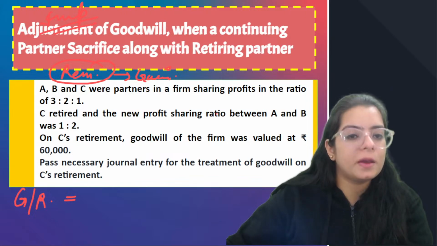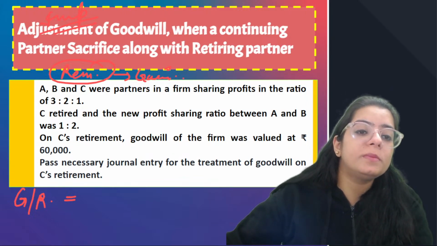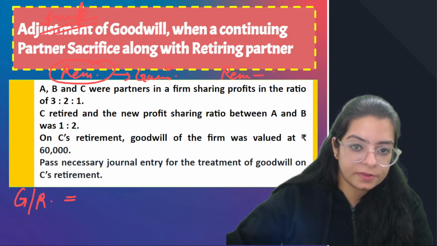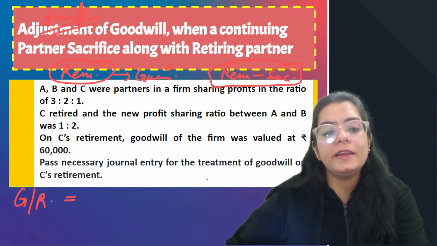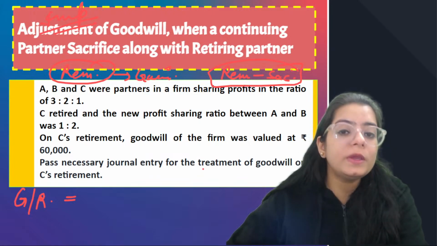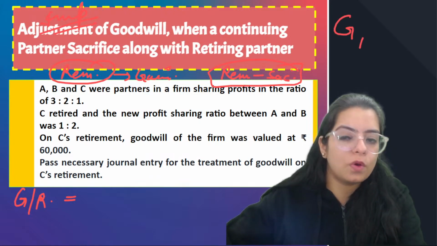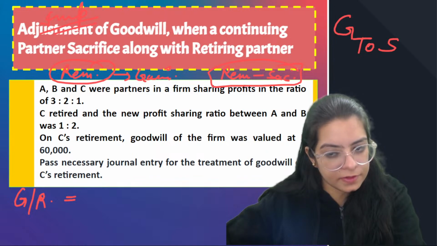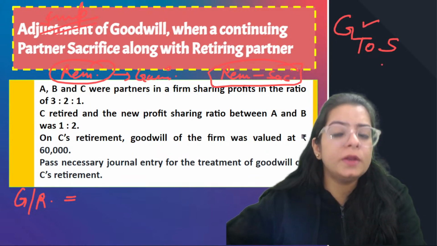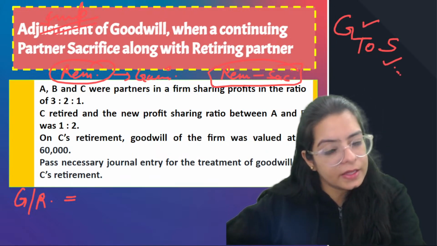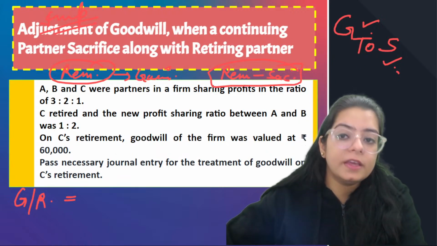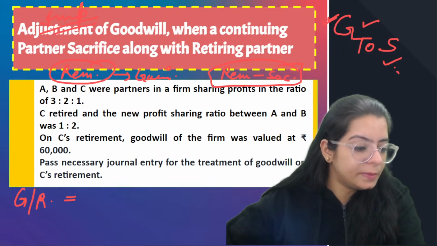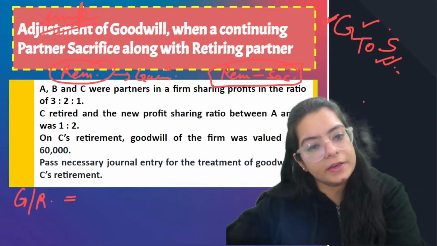But sometimes what happens is that some of the remaining partners could also sacrifice, right? Some of the remaining partners could also sacrifice, which we find while calculating the ratio. So what we have to do in that situation is follow the entry gaining to sacrificing. Whoever gains will be debited, whoever sacrifices will be credited. Whether it be retiring partner or remaining partner, it doesn't matter. Whoever is gaining will be debited, whoever is sacrificing will be credited.